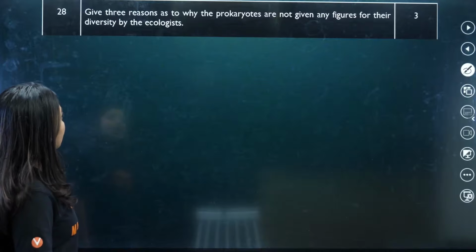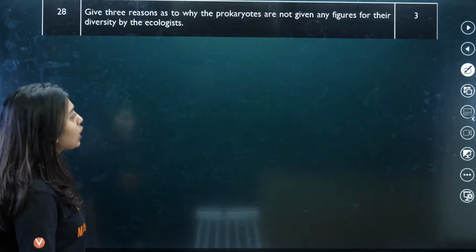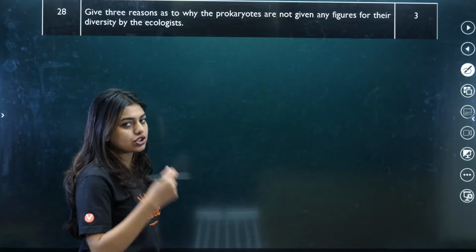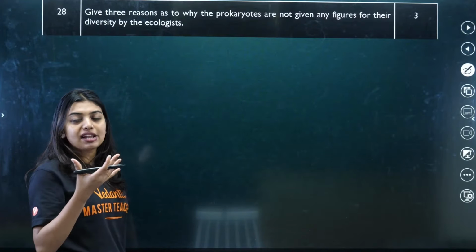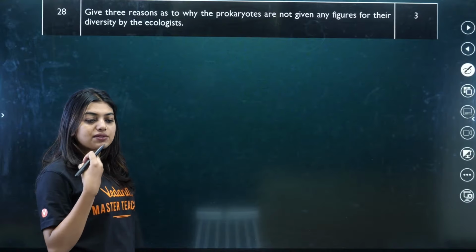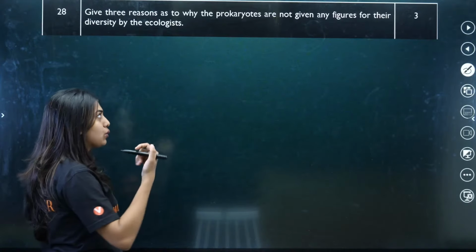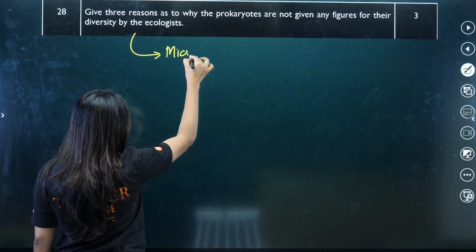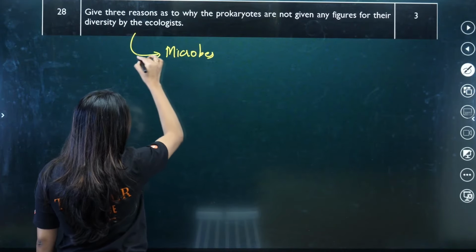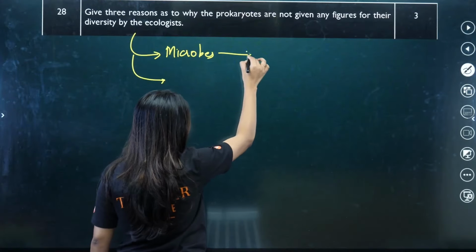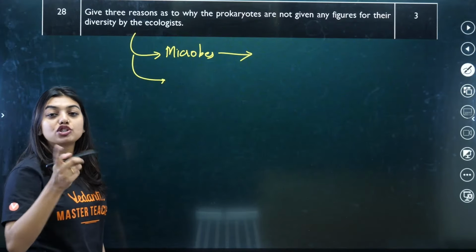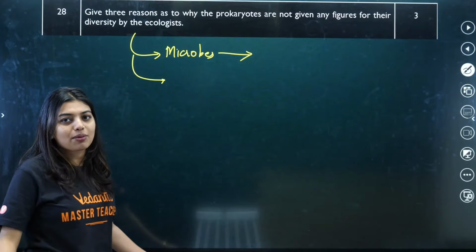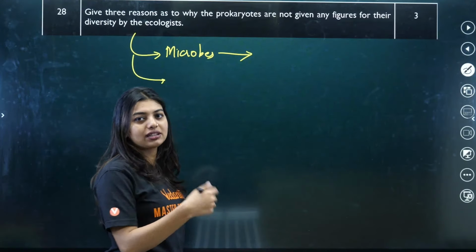Give three reasons as to why prokaryotes are not given any figures for their diversity by ecologists. First of all, prokaryotes is itself a very vast topic. I don't think there are enough technologies to put all the microbes in one place. There are a billion microbes, and all of you know that microbes are in places where human life is not possible.